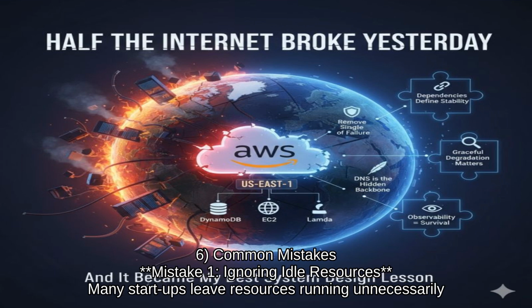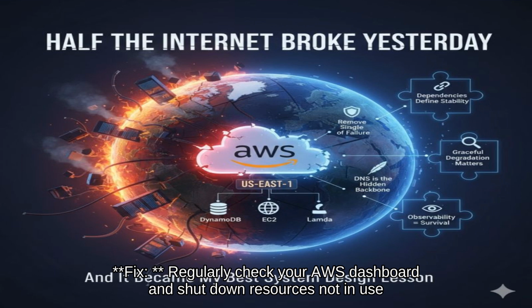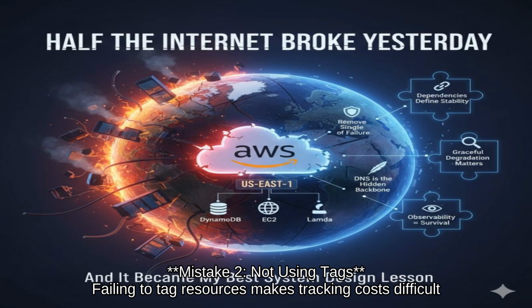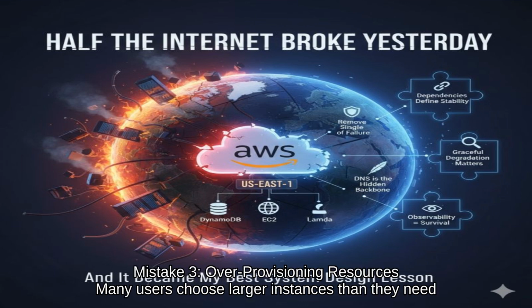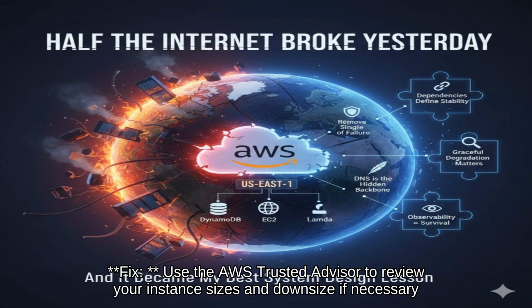Common mistakes. Mistake 1. Ignoring idle resources. Many startups leave resources running unnecessarily. Fix. Regularly check your AWS dashboard and shut down resources not in use. Mistake 2. Not using tags. Failing to tag resources makes tracking costs difficult. Fix. Tag resources by project or team to analyze costs effectively. Mistake 3. Over-provisioning resources. Many users choose larger instances than they need. Fix. Use the AWS Trusted Advisor to review your instance sizes and downsize if necessary.